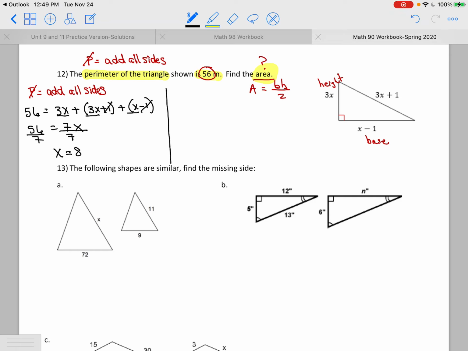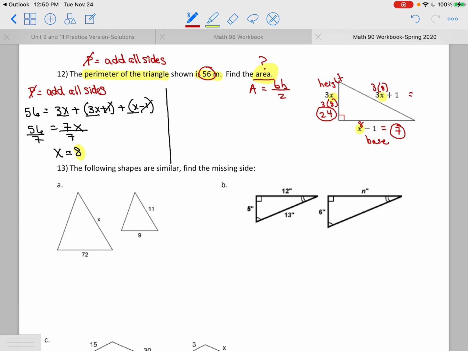All right, we still need to figure out this area, so I need to know what my base and my height is, and I can't have x's in there. Well, we just solved for x. We know that x here is 8 and 8 and 8, don't we? So if we just plug in an 8, we've got 3 times 8. So we know that 24 is our height. And here's 8 minus 1, so it means our base is actually 7.